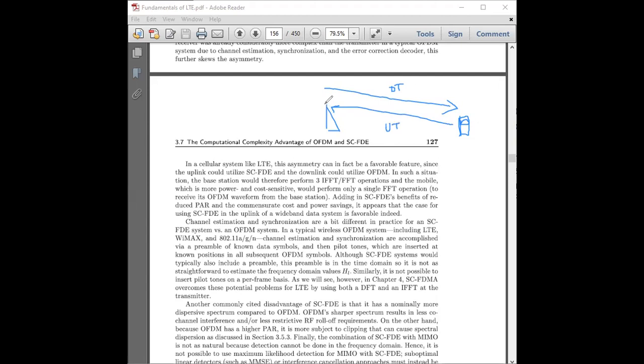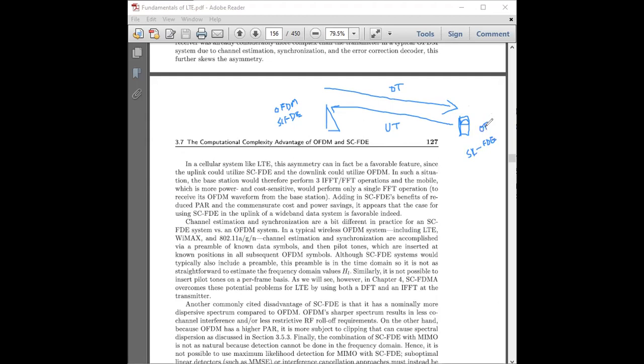Usually at the tower we have OFDM transmission, and we have SC-FDMA reception, SC-FDE reception. Whereas for the mobile we have SC-FDMA transmission. I have an SC-FDE transmitter, and I have an OFDM receiver.